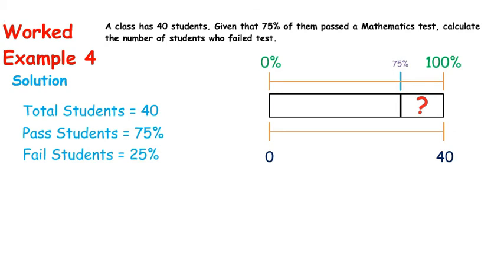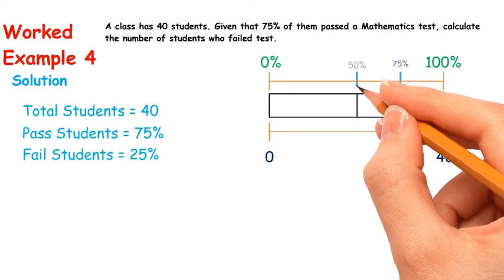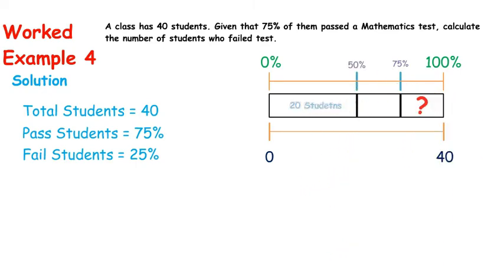If there are 40 students total, then 50% would be 20, and 25% would be 10. It means the number of failed students is 10.